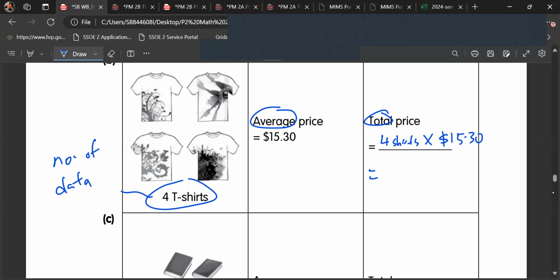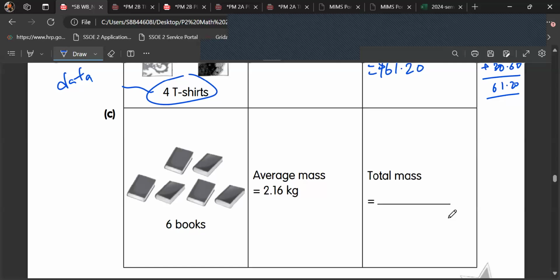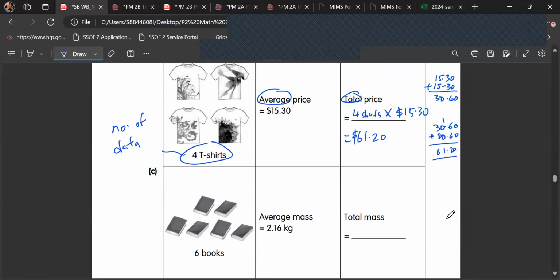Okay, because $15.30, you double it up, you get $30.60. Then you double up $30.60, you get $61.20. Okay, all right. So I think it's manageable, not too difficult, right? Then I move on to the next one already.